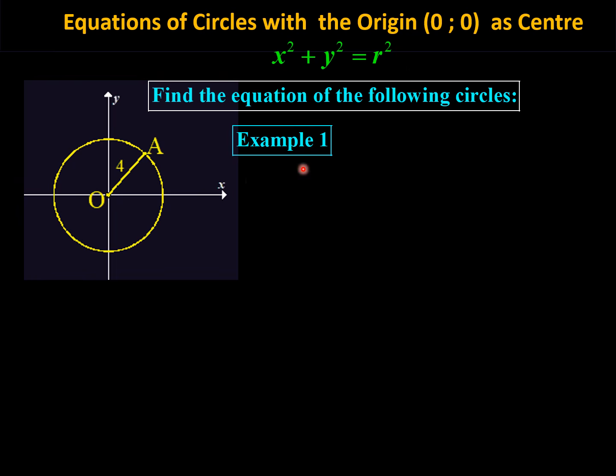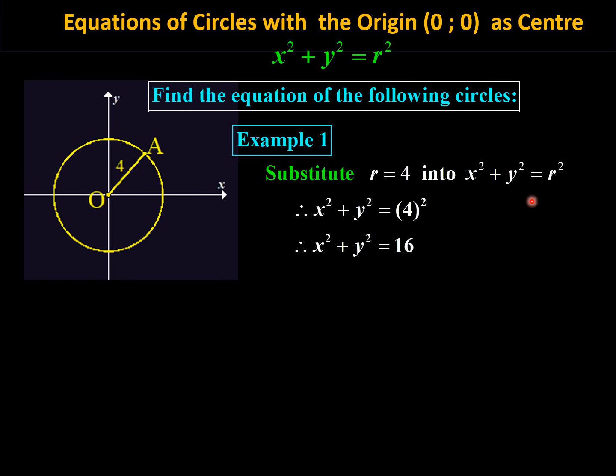We just have to substitute r equal to 4 into this formula, and that gives me x squared plus y squared equal to 4 squared, and 4 squared is equal to 16. So if we have the radius and the center is at the origin, you just have to substitute the radius value there. If this is going to be 5, that's going to be 5 squared. If this is going to be root 3, that's going to be root 3 squared. Let's look at another example.